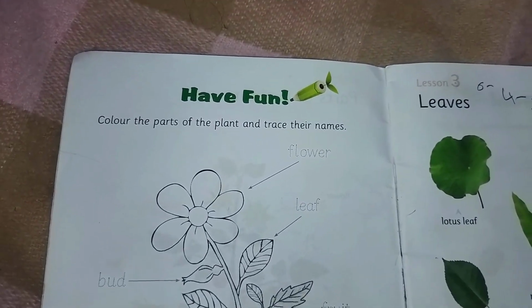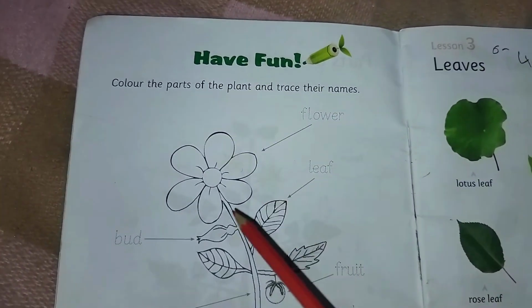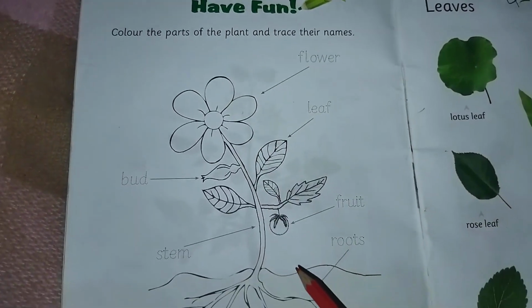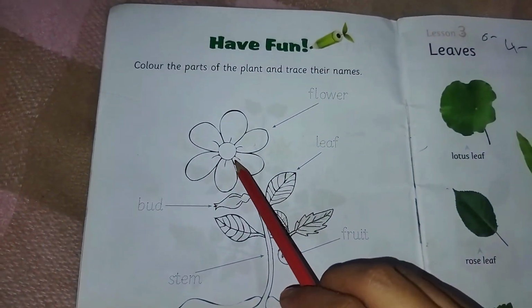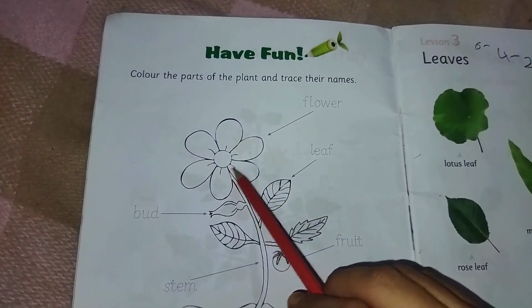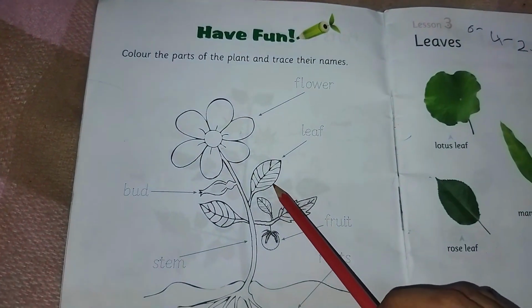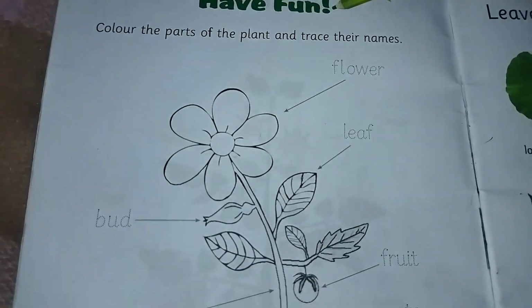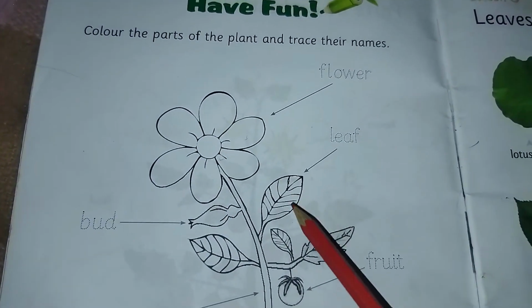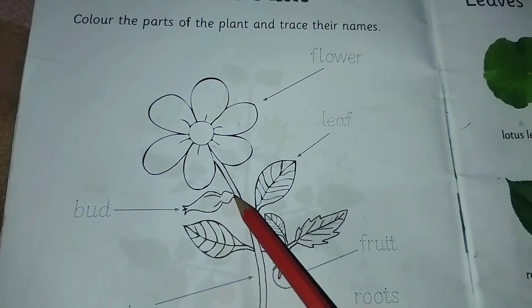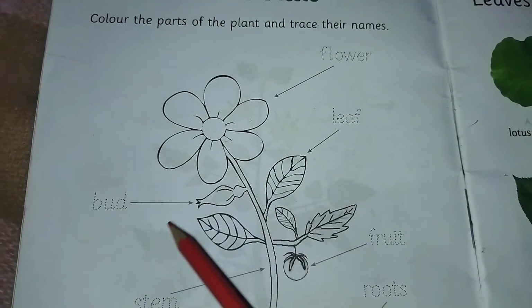Here is an assessment. Let's enjoy this assessment. You will guess which part of this. What is this? Yes, it's a flower. What is this? Think deeply. It is a leaf. And what is this little one? It is a bud.